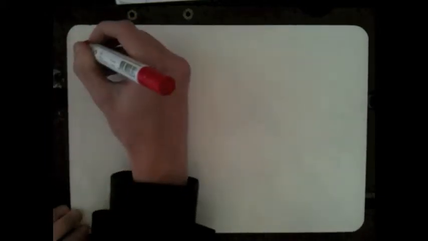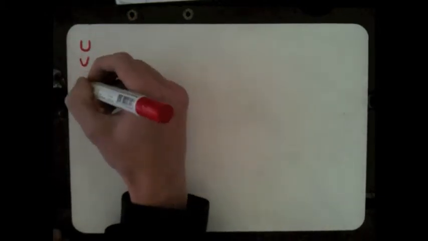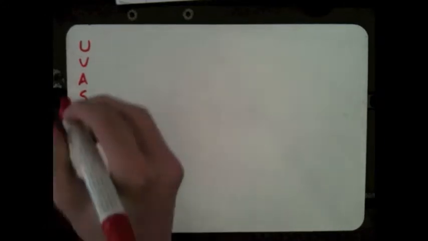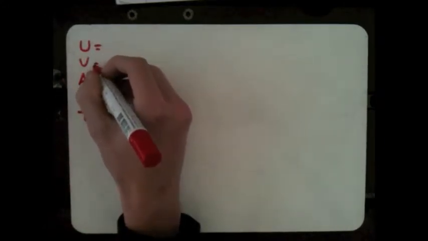Okay, so we begin by writing out the different letters for SUVAT. U being initial velocity, V being final velocity, A being acceleration, S being distance, and T being time. We then plug in the numbers.